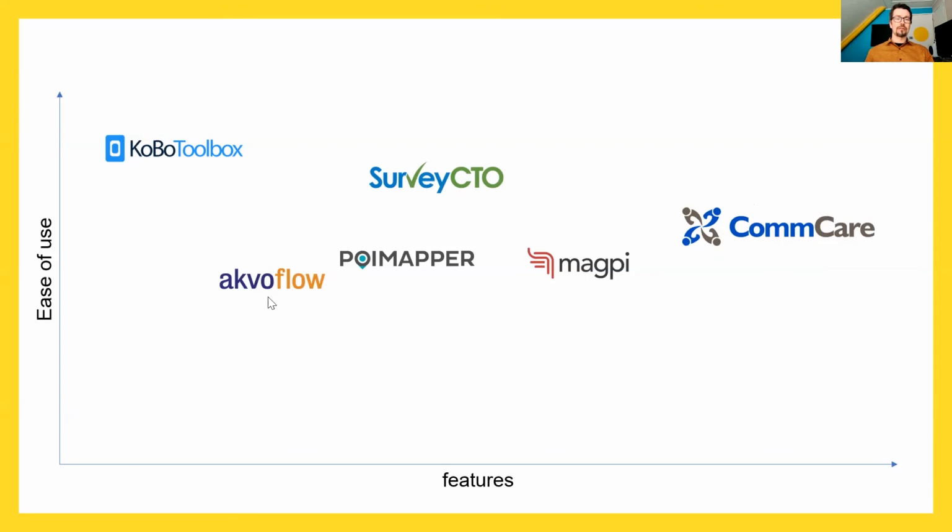And then Akvo Flow, I'm not a fan of it. It's too closed. There are some good features in that, and Akvo is doing a brilliant job in many ways, but there are better options here, in my humble opinion. And PoiMapper and Magpie, they are also solid tools.